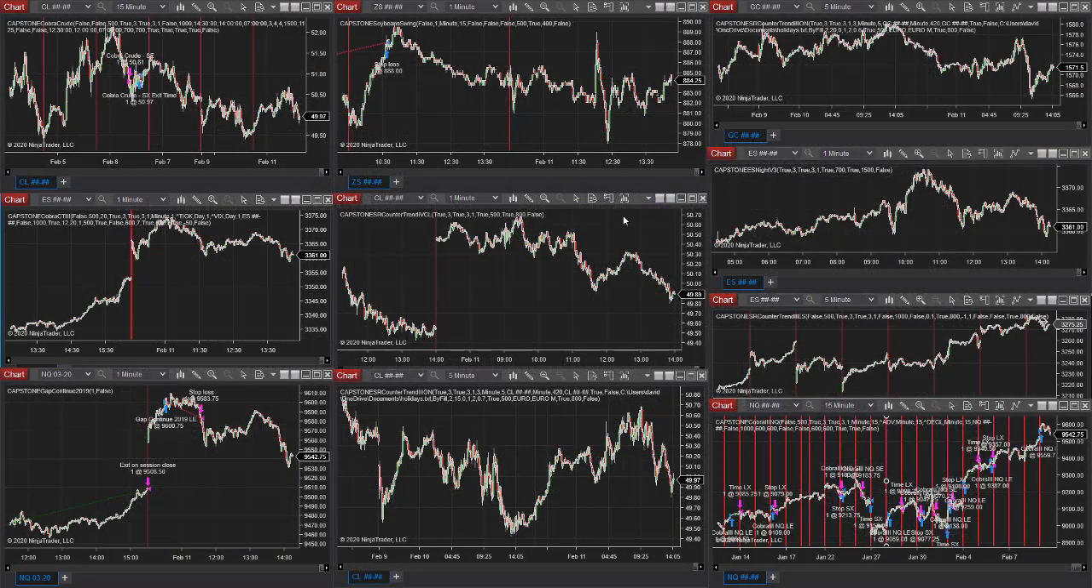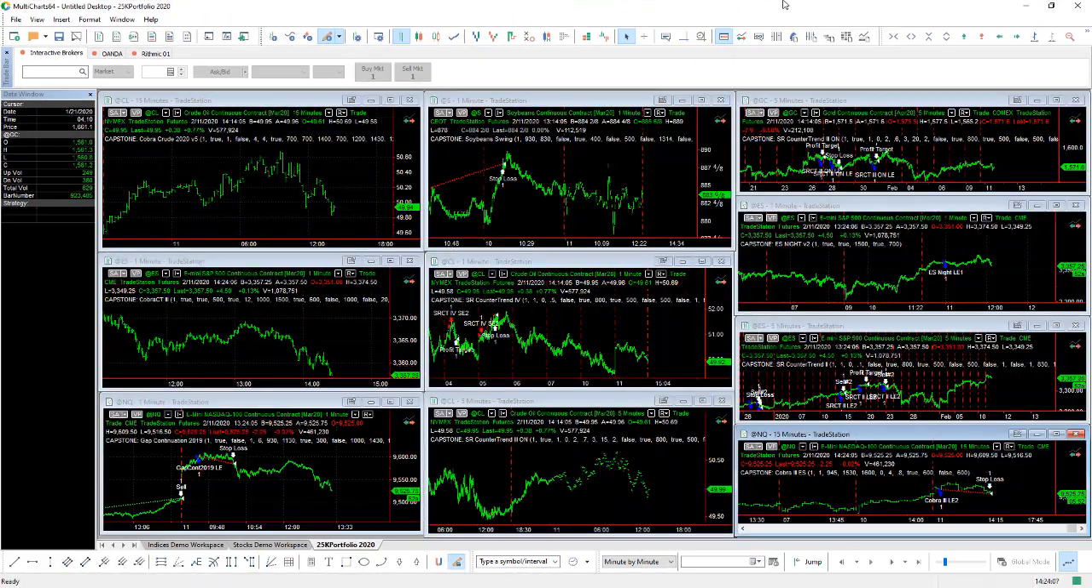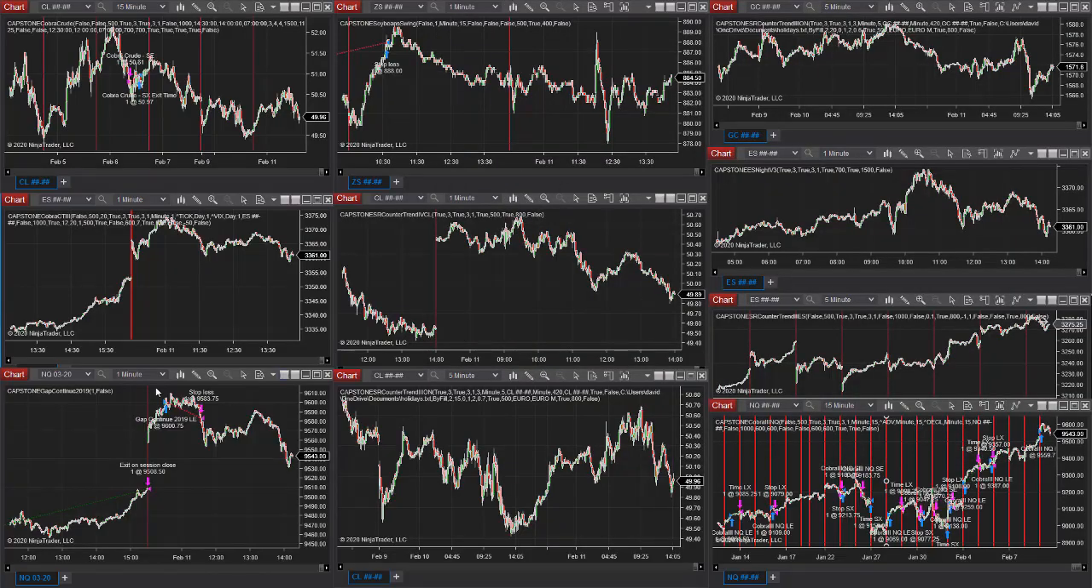We recently went over the MultiCharts 25K portfolio. You can see that here in this workspace window. Now we're going to go over the NinjaTrader 8 workspace, and I'm going to show you all the strategies and the performance summaries, the latest performance summaries.